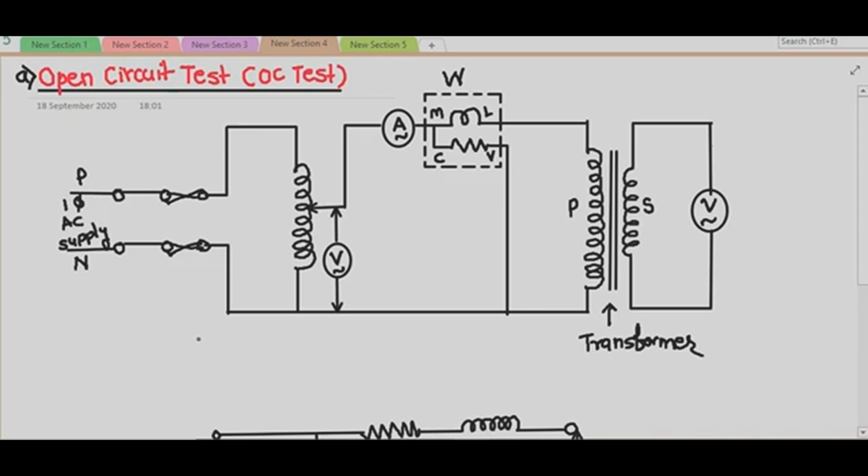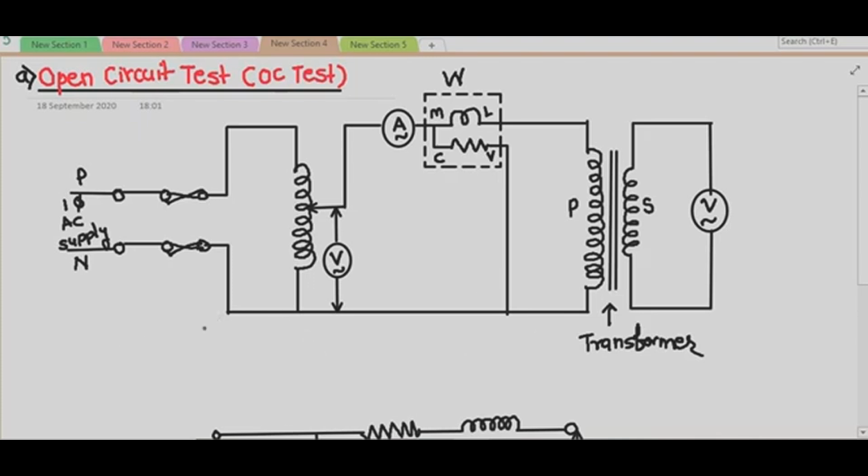So connecting a voltmeter across the secondary is as good as the open circuit because the internal resistance of the voltmeter is very high. In actual practice, students, the low voltage side is preferred for giving the supply from safety and convenience point of view. Also, sometimes high voltage supply may not be available for testing purposes. So, it is preferred to give suitable AC supply to the low voltage side of the transformer. Then let us see what is the procedure for performing the open circuit test.